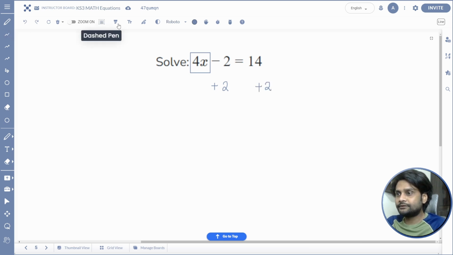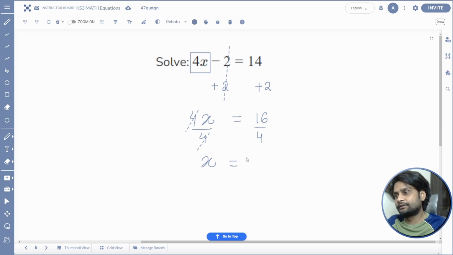And this is how my 2 and -2 get cancelled, and we are left with 4 times x on the left hand side, and the right hand side gives you 16. Finally, I have to divide by 4 on both sides, so I divide by 4 here as well as here. In order to get our x, we divide by 4, and x equals 16 divided by 4, and finally we get our answer as 4. Simple.